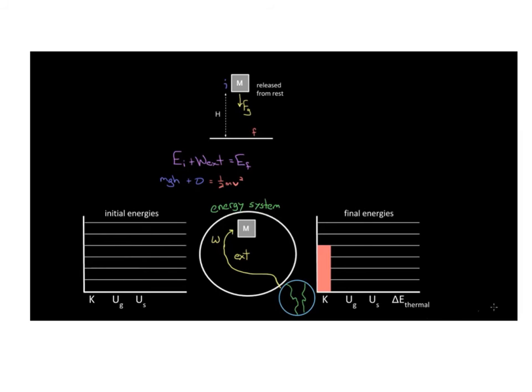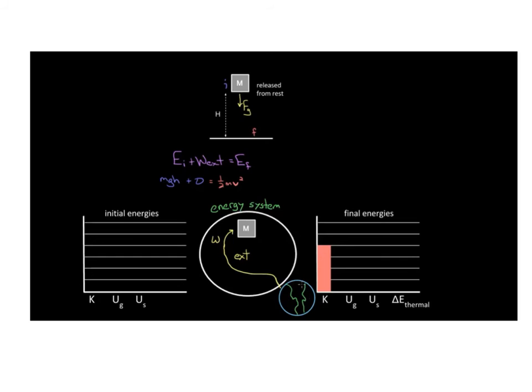So people don't like this. People are like, wait, what? Of course this mass starts with gravitational potential energy. It started up here, but technically speaking, gravitational potential energy is an energy that exists between two masses. It takes 2 to tango, and it takes 2 masses to have gravitational potential energy.